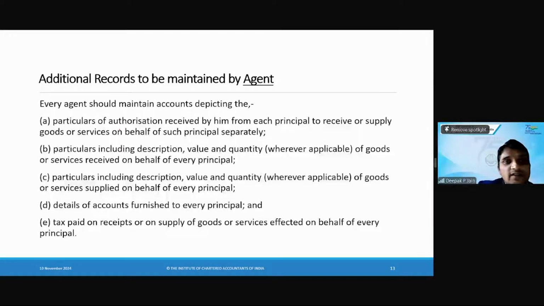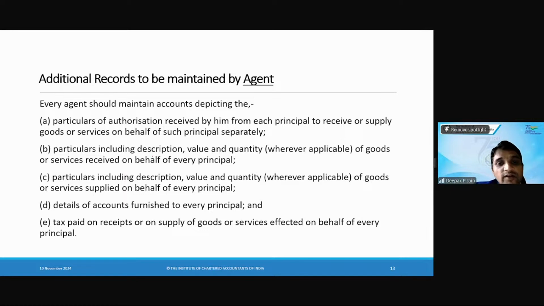So any agent should maintain accounts depicting the particulars of authorization received by him from every principal to receive or supply the goods. So whatever is the authorization he will have, because one agent can be an agent for multiple principals, right? It's not that one agent should stick on to only one principal. He can have engagement with multiple principals. So whatever authorizations he's got, he has to maintain records of that so that he can prove that yes, he is doing that business based on the authorization which he's received from the multiple principals.